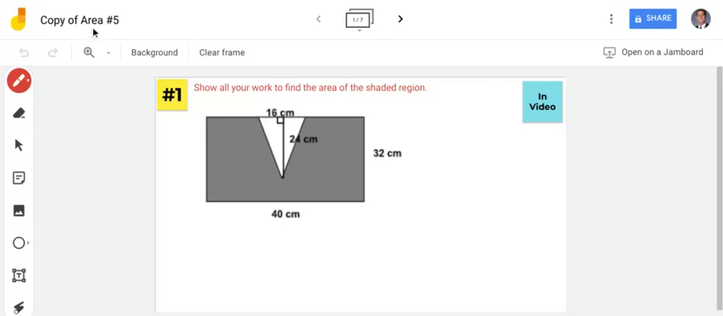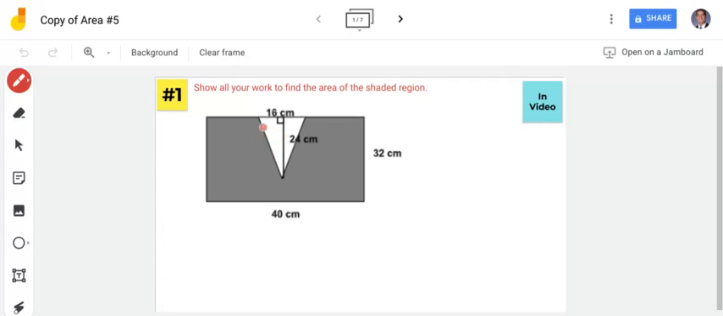Okay, here in area number 5, Google Jamboard, in problem number 1, it says, show all of your work to find the area of the shaded region. So in this figure here, I have a rectangle, and inside this rectangle is a triangle. To find only the area of the shaded region, I first need to find the area of the rectangle and then take out or subtract the area of the triangle.